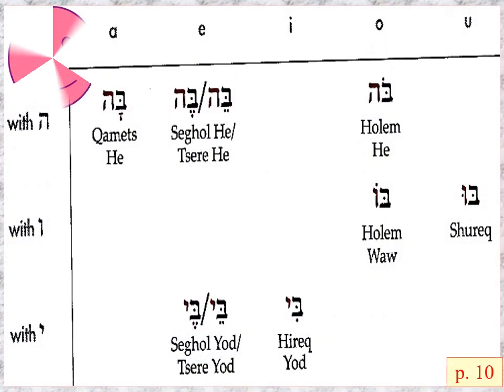In review, something that you should be able to do is identify the vowel letter that's at work here. Comets hey, tsegol hey with the E class, tsere hey with the E class, and then the holum hey with the O class, and then with wow it's the holum wow and the shurek. Holum wow with the O class, shurek with the U class, and then with yod for the E class you have tsegol yod and tsere yod. And then for the I class, hirek yod. All three of those appear a lot. This is on page 10 of your grammar.